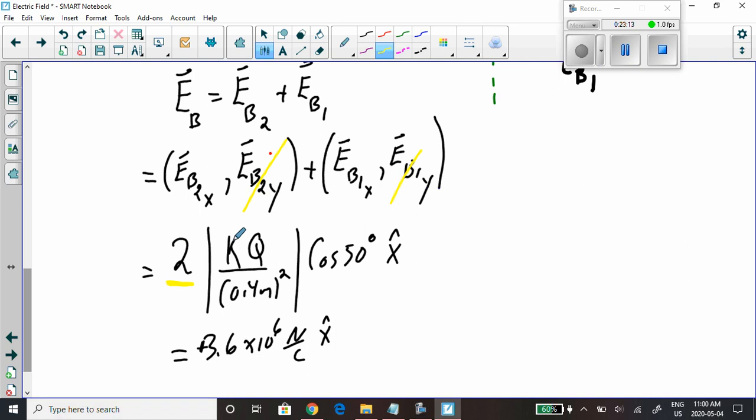Plug in k, plug in the magnitude, which is the same for both of them. Look, I've got magnitude signs here, so what if I plug in a positive or a negative? It doesn't matter. It's magnitude. The key thing about solving these questions is to calculate the magnitude and get the direction from the diagram. Get the direction from the diagram. I cannot emphasize enough how important that is. So plug in the numbers and then you're done. And it's all x component.